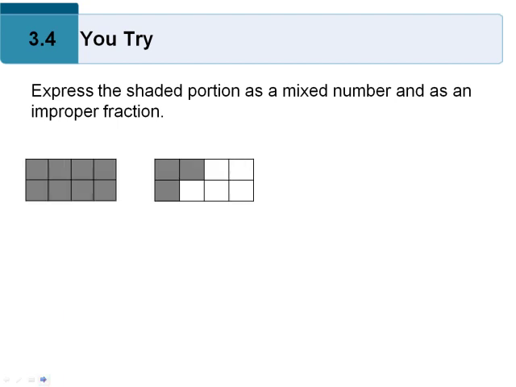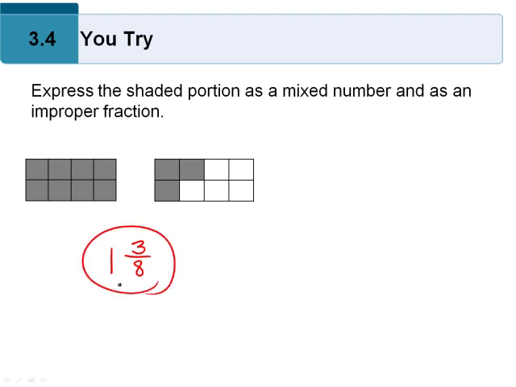Okay, on this one, same thing, mixed number and an improper fraction. The first one is completely shaded, so that's our one whole unit. And on the second part, the rectangles are cut into 1, 2, 3, 4, 5, 6, 7, 8 pieces. And on the second part, 3 are shaded. So our mixed number is 1 3/8.